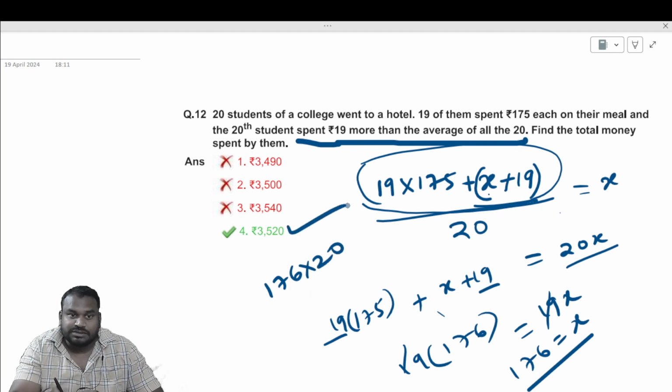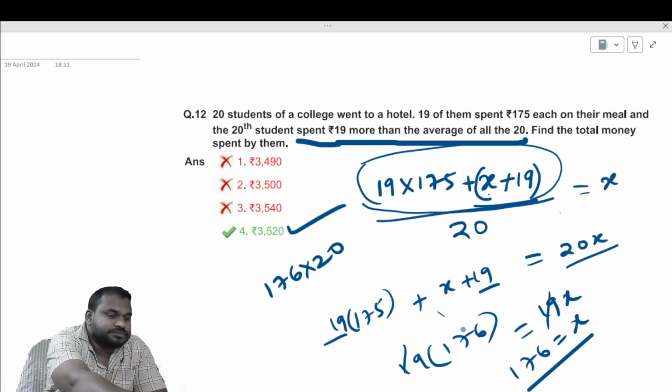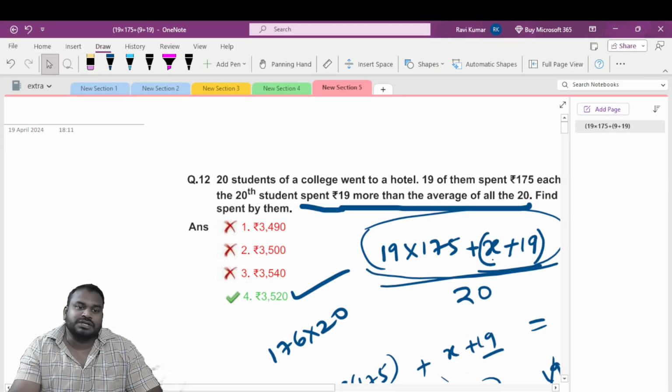When X is 176, you can multiply X with 20 to get the total. This is 3520, since 176 into 2 is 352. Like that, do it. It doesn't take much time. I wrote the steps for your understanding. In the exam, you can find the answer at this point itself. How? 20X becomes 19X, take 19 common, 19 gets cancelled, 176 is the average, into 20 is the value we're supposed to find.